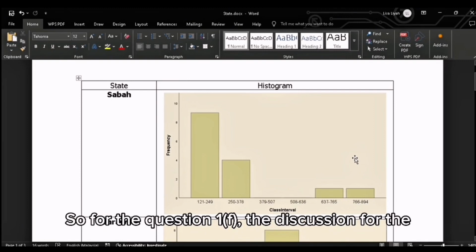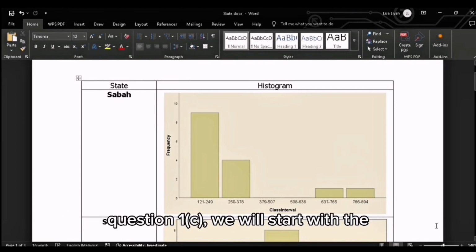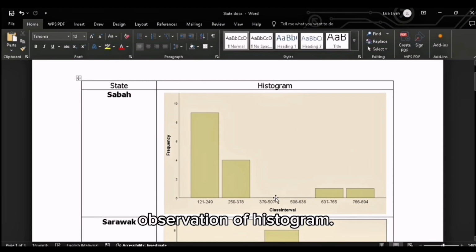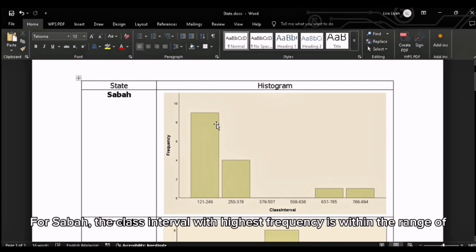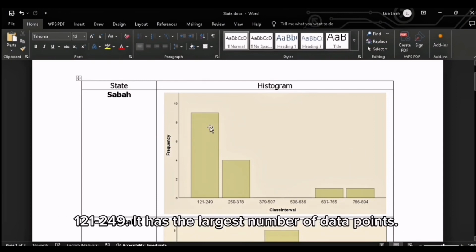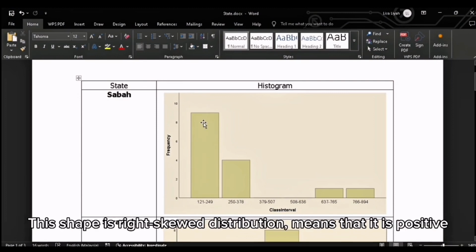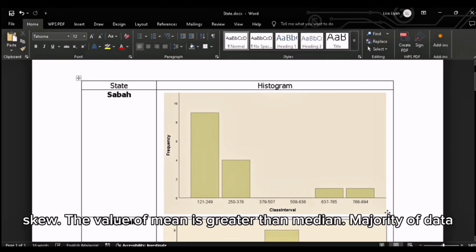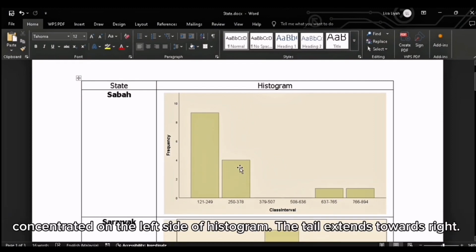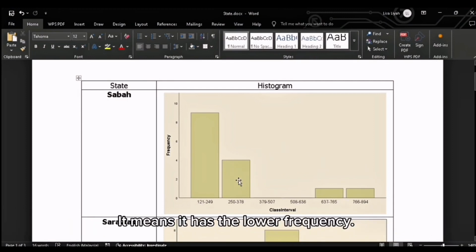So for question 1F, the discussion for question 1C, we will start with the observation of the histogram. For Sabah, the class interval with the highest frequency is within the range of 121 to 249. It has the largest number of data points. This shape is a right-skewed distribution, meaning it is positive skew. The value of the mean is greater than the median. The majority of data concentrate on the left side of the histogram. The tail extends towards the right, which means it has lower frequency.